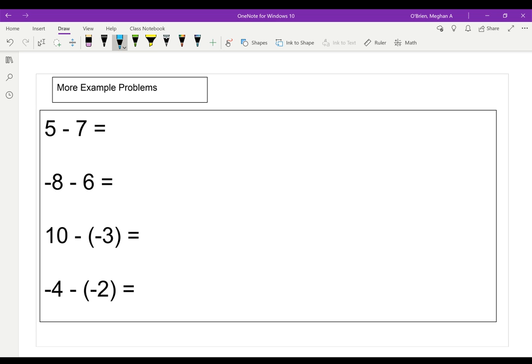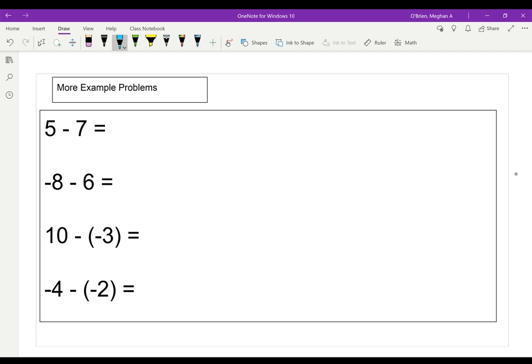I can relate it to the opposite or inverse, adding the opposite, right? Adding the inverse of it. I can relate it to that. I can draw it on a number line. I can try to make sense of it using context, like money.